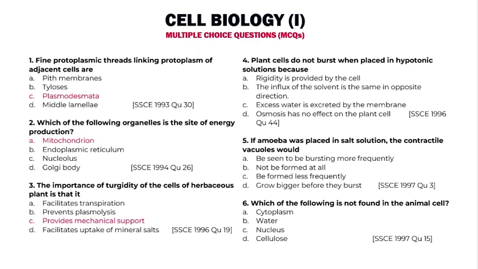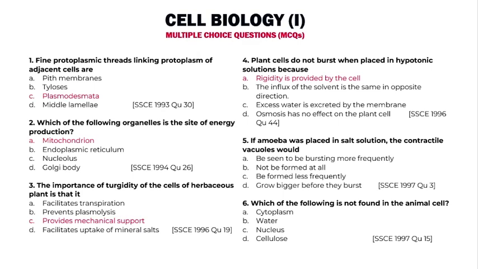Question number 4. Plant cells do not burst when placed in hypotonic solution because: A, rigidity is provided by the cell wall; B, the influx of the solvent is the same in opposite direction; C, excess water is excreted by the membrane; and D, osmosis has no effect on plant cells. Now the question is demanding why plant cells do not burst when we put them in a hypotonic solution. They do not burst because of the rigidity that the cell wall provides to the cell. So the answer is rigidity is provided by the cell wall.